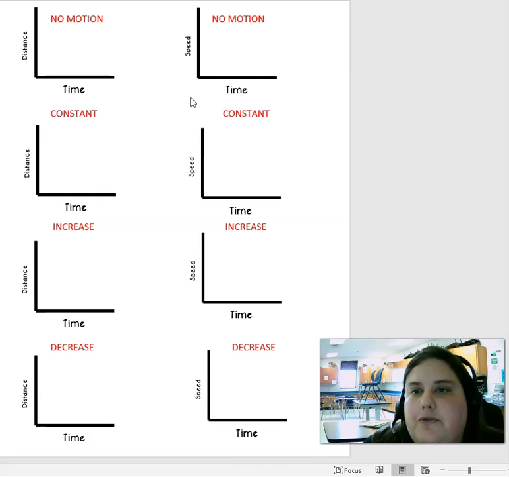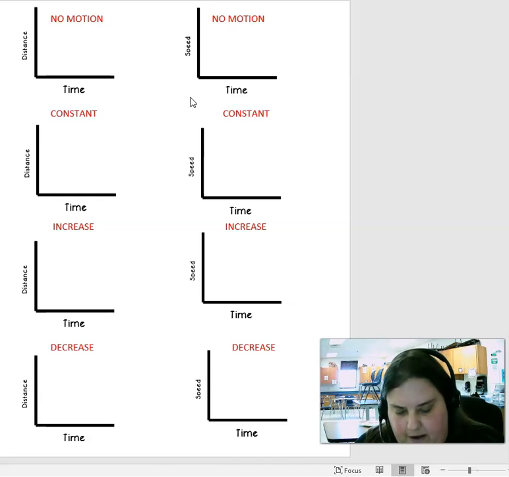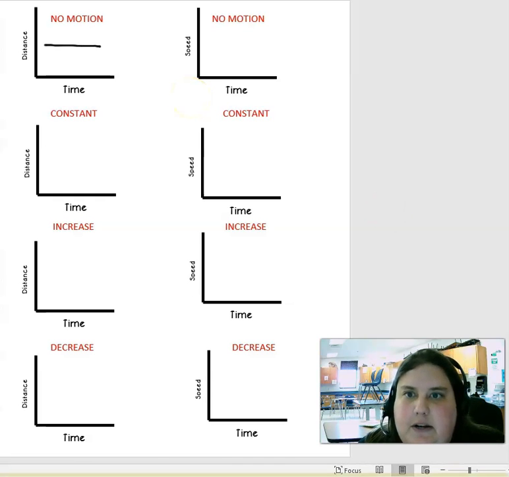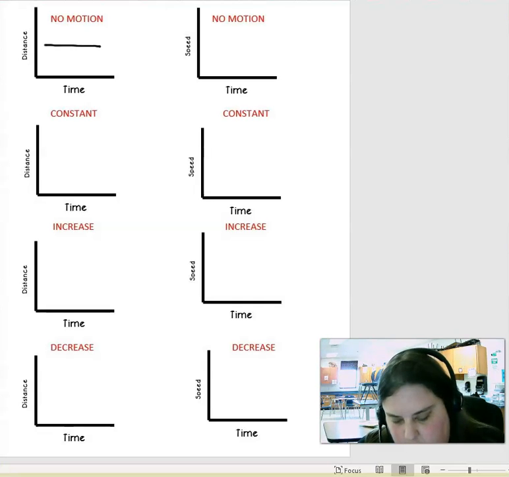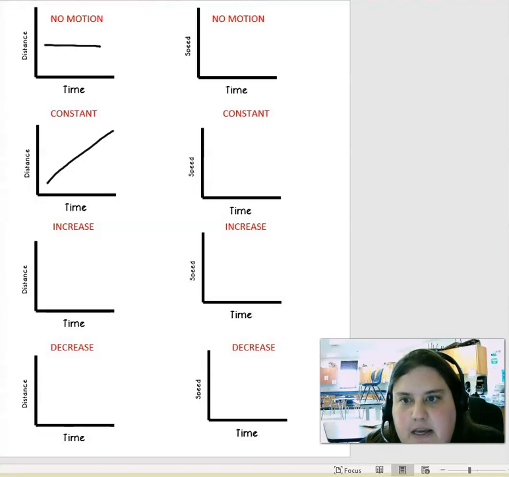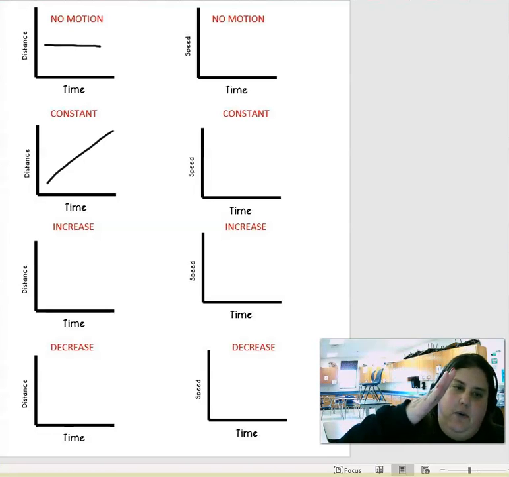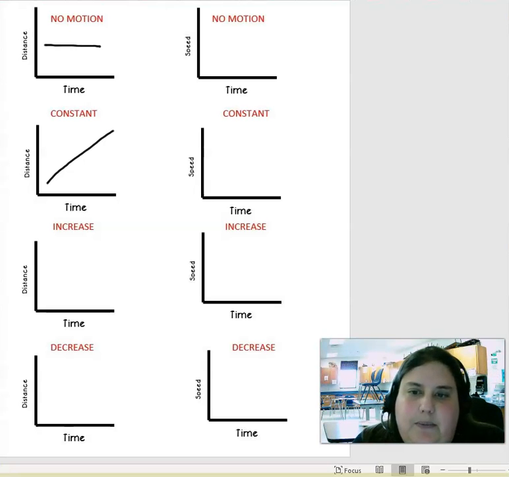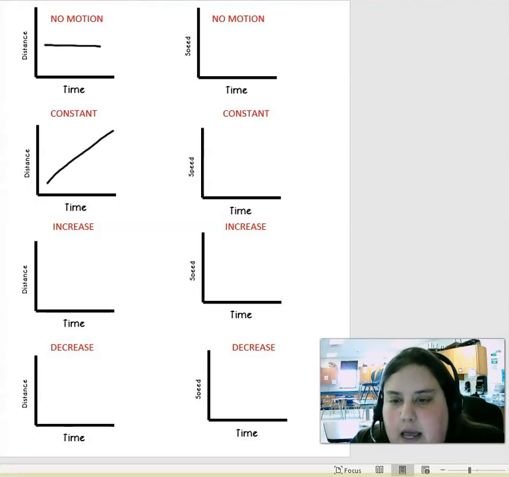Okay, so for distance versus time, when we have no motion, our graph is going to look like a flat horizontal line. Okay, so that's going to represent no motion. Distance is not changing. For constant motion, we're going to have a diagonal line, and that can either be diagonal going up or it can be diagonal going down like this. Either one is going to represent constant speed.